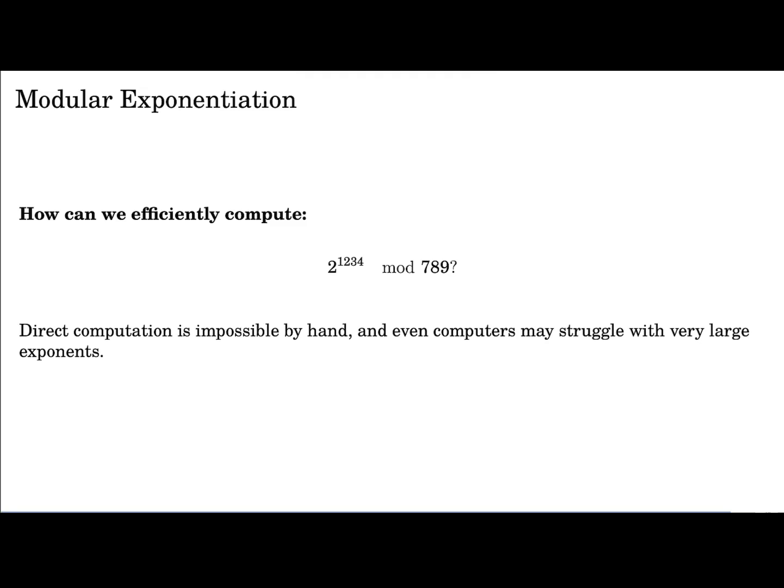Let's say we want to compute 2 to the power of 1,234 modulo 789. Now, direct computation is very expensive if you just want to actually compute this huge number and then divide it by 789 and see what remainder you get. And even for a computer, this might be a struggle. And if not, we can always increase this. So we're going to see a technique that can make this much more efficient, right?